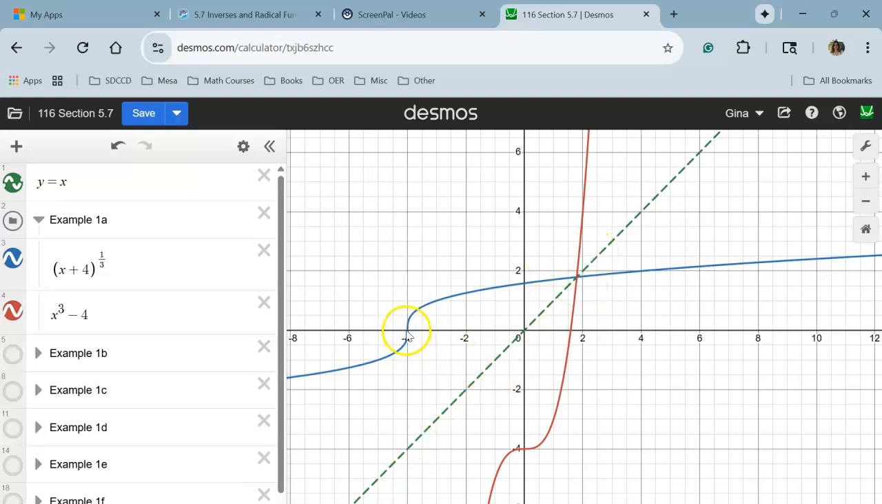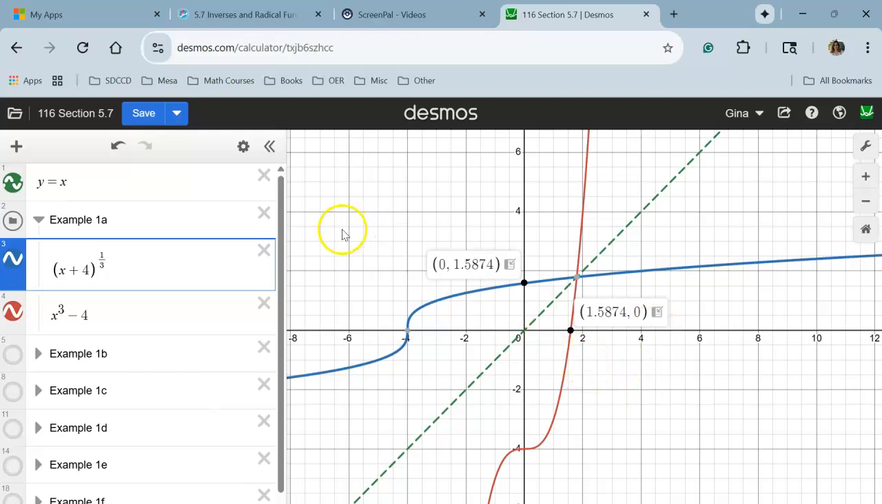I can kind of verify here one of the points is negative 4, 0. And the point here is 0, negative 4. We can see that the x and the y coordinates have interchanged with one another. Another place to look might be here. The x-intercept here looks like 1.58, and then up here that'll be the y-intercept. So we can see that the x and y values have interchanged.